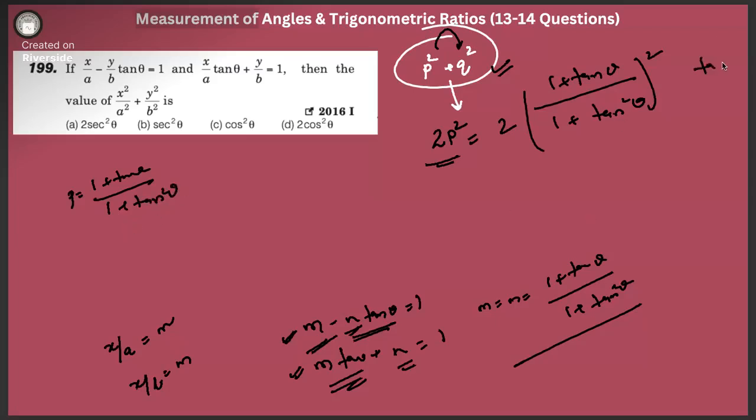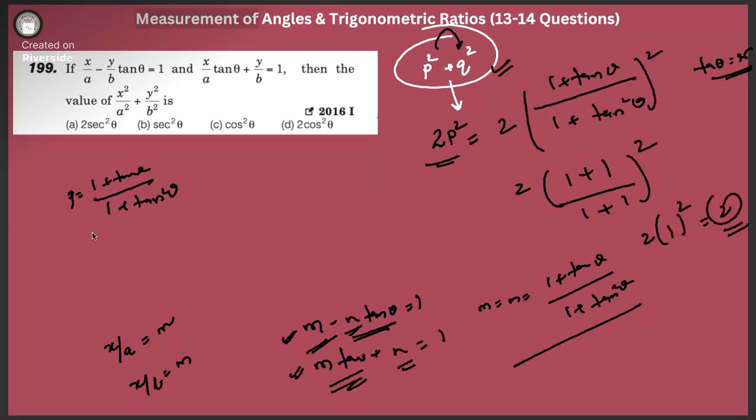Now we are saying tan theta is equal to 45. So 2 into 1 plus 1 divided by 1 plus 1 whole square, 2 into 1 square, which will give us 2. So where do we get 2? Secant 45 is how much? Root 2. Root 2 square is option A.